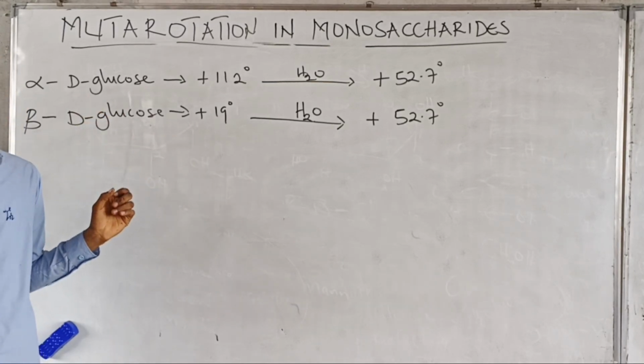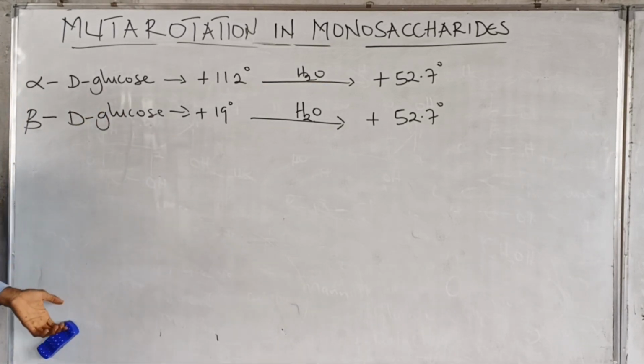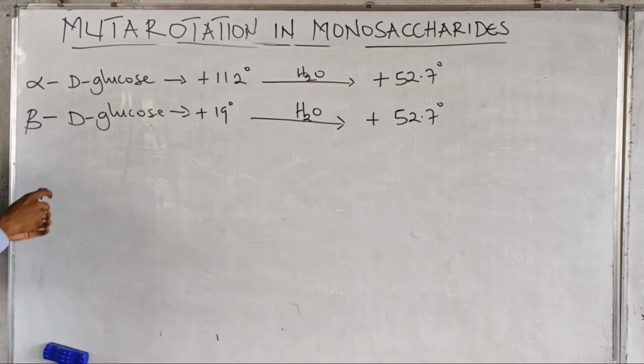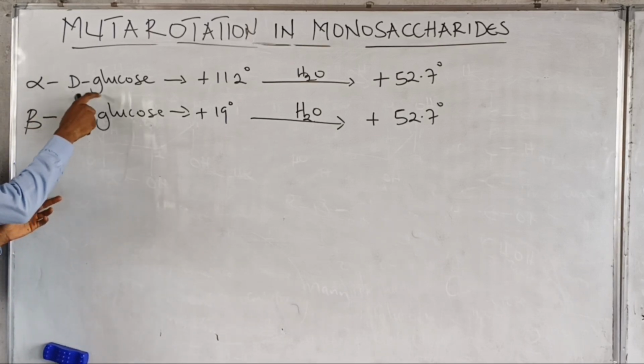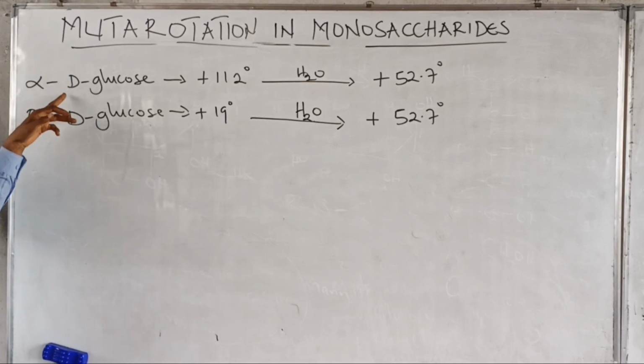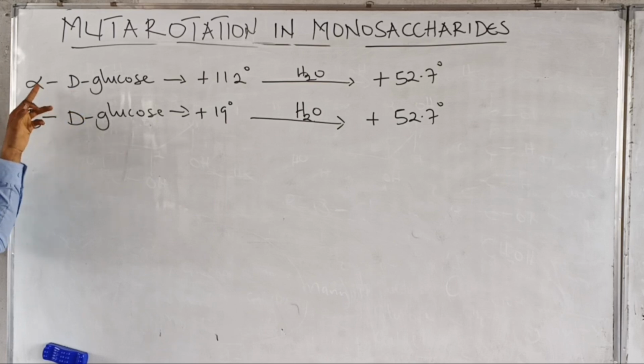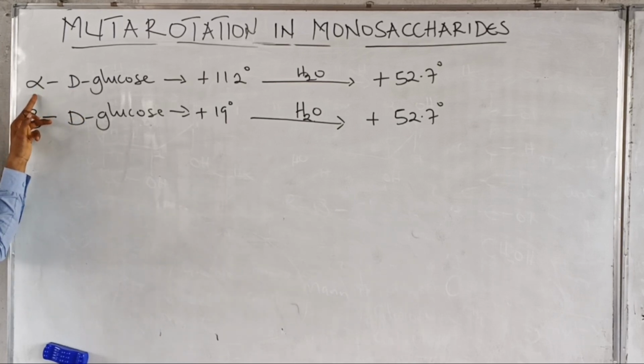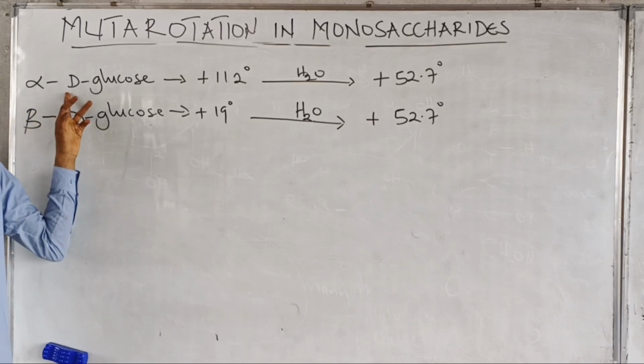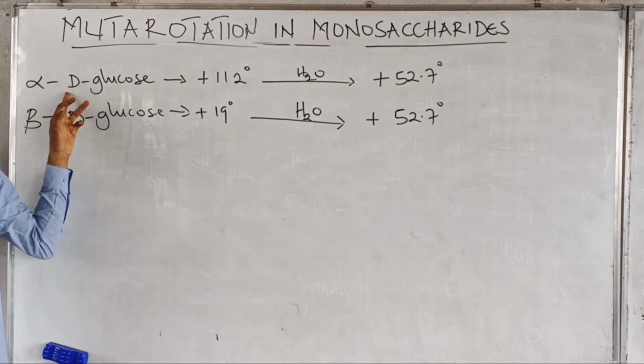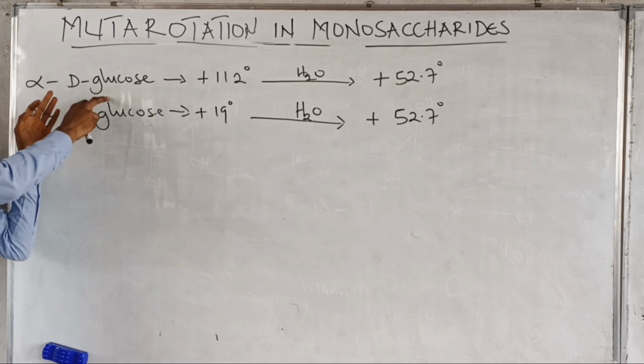Now, it is observed that normally, alpha D glucose, from the alpha, shows that the OH on the anomeric carbon is down, right? The D shows that it rotates light to the right. So this is optically active.